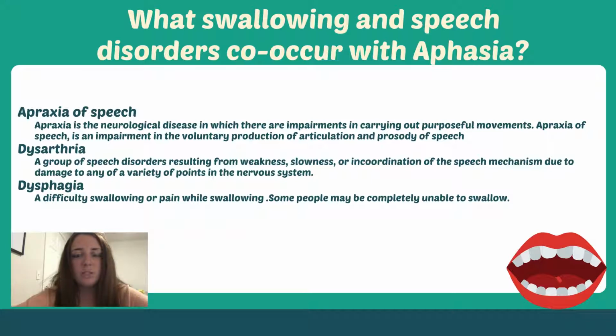Dysarthria is a group of speech disorders resulting from weakness, slowness, or incoordination of speech mechanisms due to damage to any variety of points in the nervous system. People with dysarthria tend to have problems with muscle control.